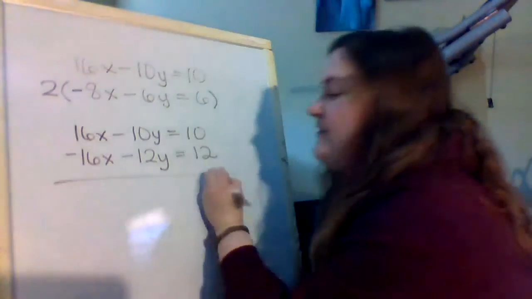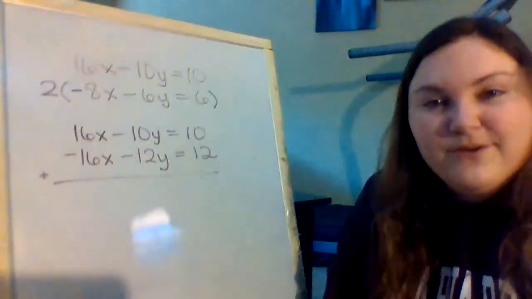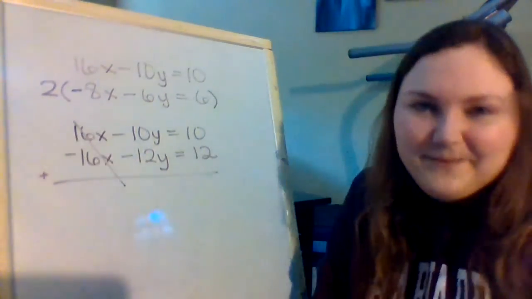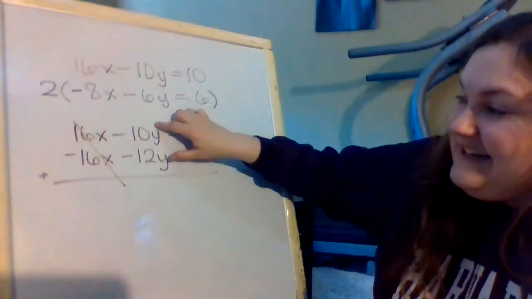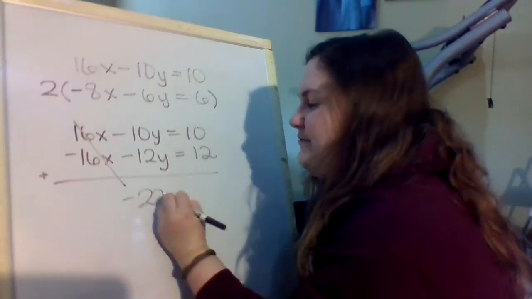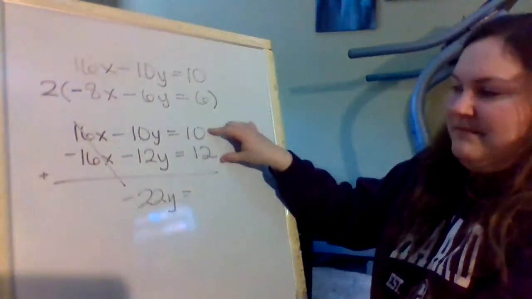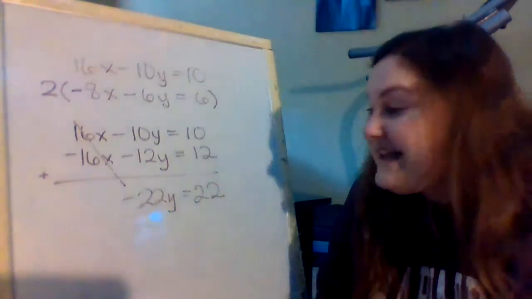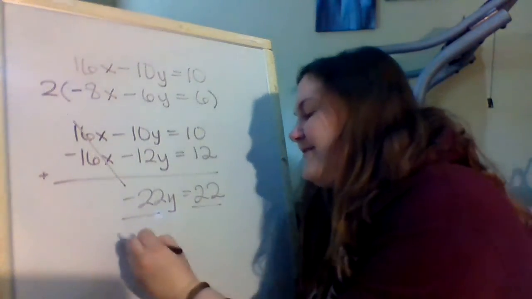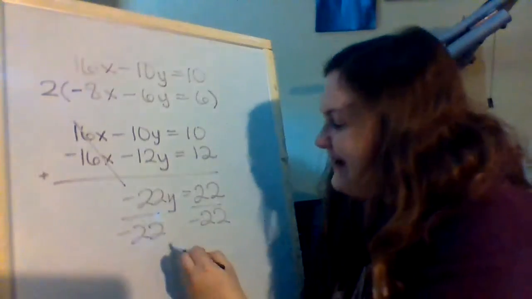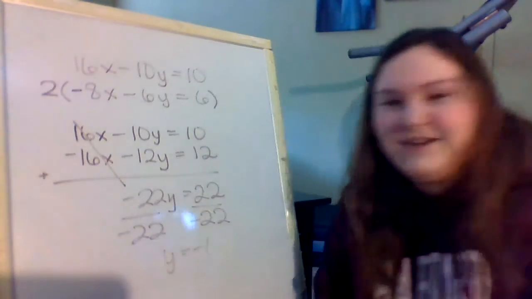If I went to combine my two equations together, right here, just like we wanted, those would eliminate. Here, the negative 10y minus the 12y would give you negative 22y. And then the 10 plus the 12 gives you your 22. One last step to solve. You can divide by negative 22, and you get your y equals negative 1.